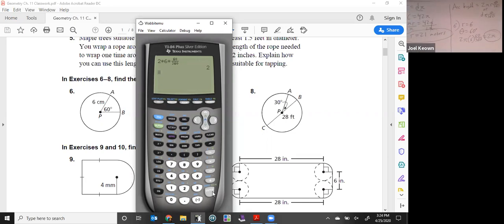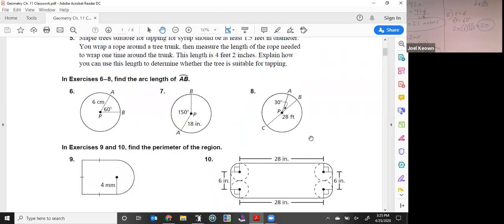Again, if you want to just plug it all in and get a decimal, that's perfectly fine. Let's see, I'll tell you what you get. So if you plug the pi in, you'd end up with 6.28 as your answer. And that's okay. All right. Let's look at number 7.